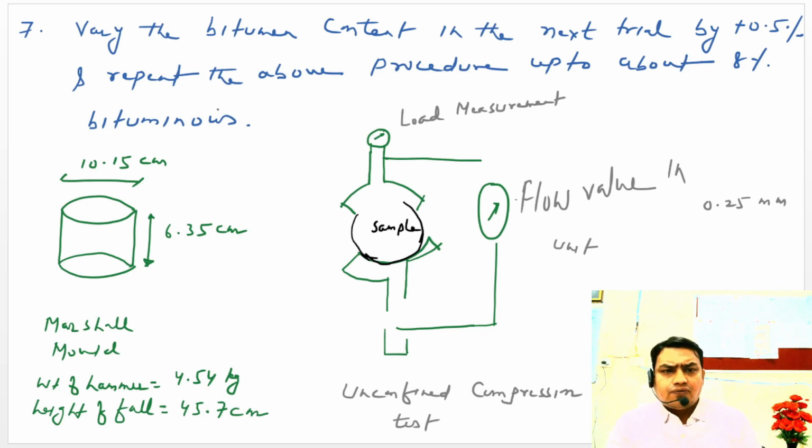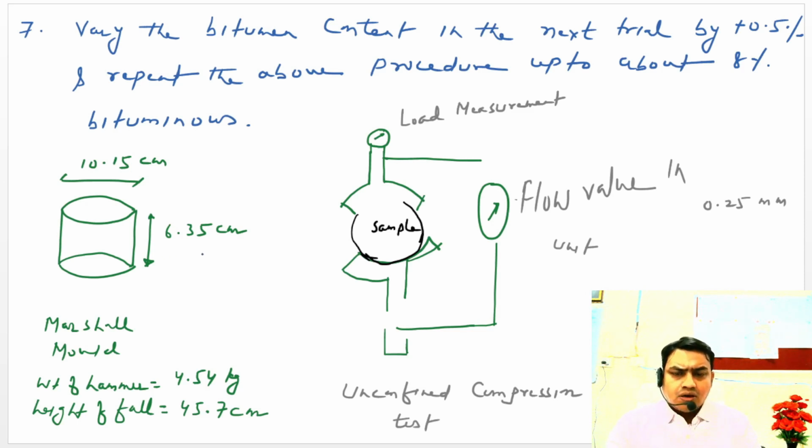Similarly, we vary the bitumen content in the next trial by plus 0.5% and repeat the above procedure up to about 8% bitumen. So this is the Marshall mold, whose diameter is 10.15 centimeter and height is 6.35 centimeter.